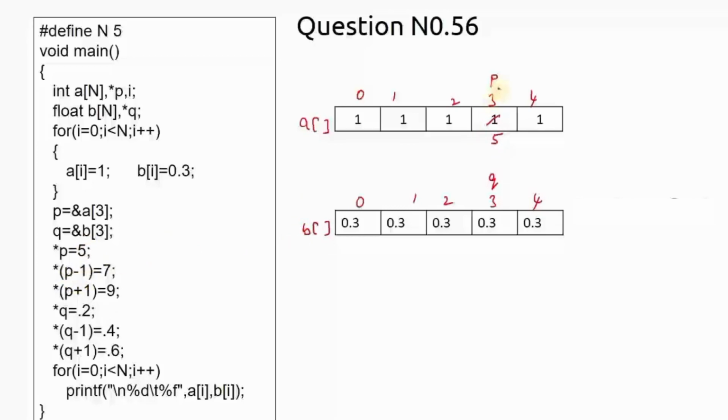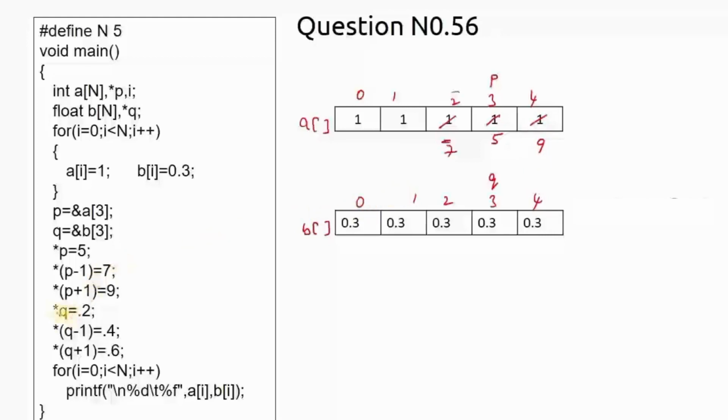Now pointer p of p minus 1. What is p minus 1? That means you need to take the previous location, that is this location. So your pointer is changing to this location and you are assigning value 7 here. So you are replacing 1 with 7 here. Now pointer p plus 1, that means from p you need to go forward and you need to assign the value 9 here.